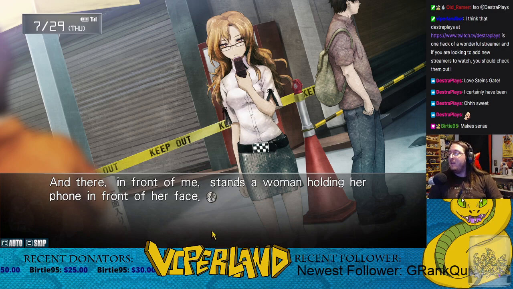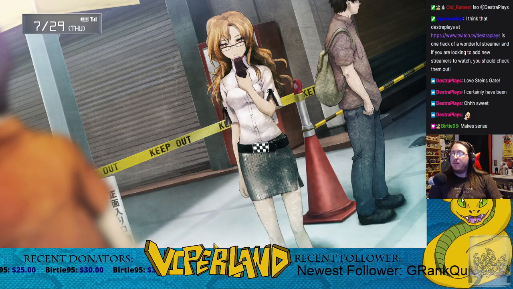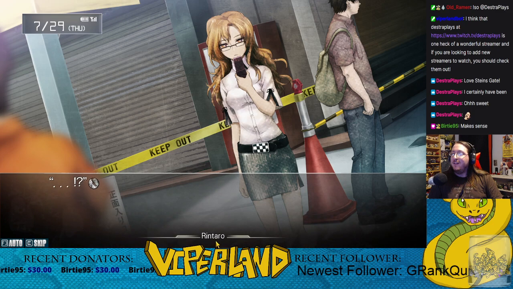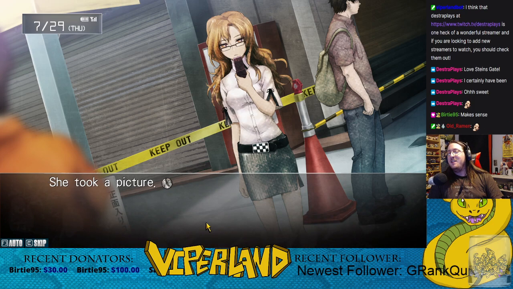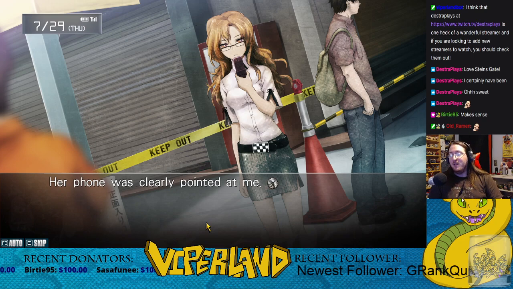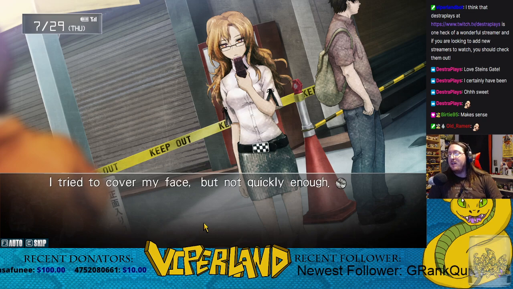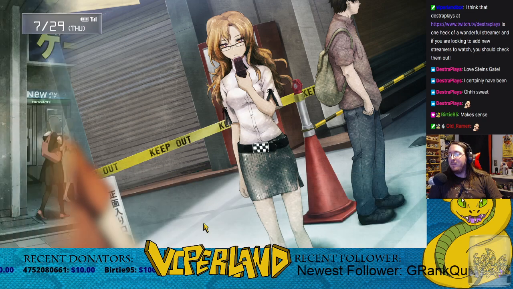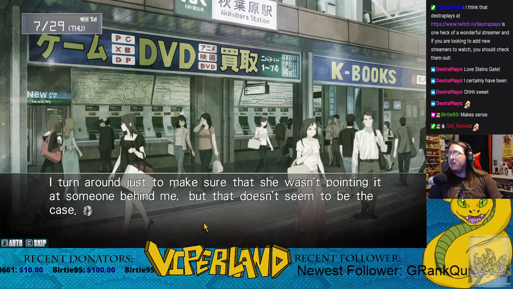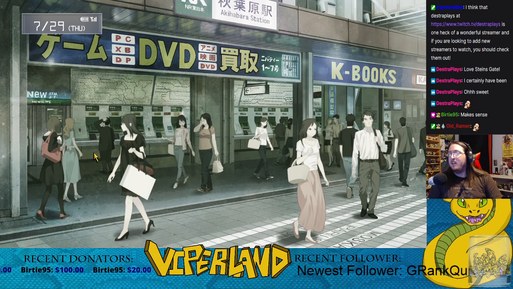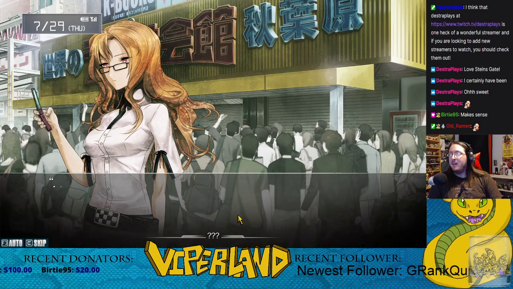And there in front of me stands a woman holding her phone in front of her face. Oh no. You took a picture. Her phone was clearly pointed at me. Rude. I tried to cover my face, but not quickly enough. I turned around just to make sure that she wasn't pointing it at someone behind me, but that doesn't seem to be the case. Yeah, they're all clearly background characters, whereas she's clearly a foreground character, as are you, so they can't be the focus.